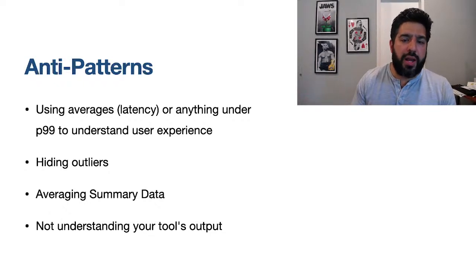And like I said, you don't want to hide outliers. That's why I said you want to graph the max. So P99 and max is super important. You don't want to throw away the max.